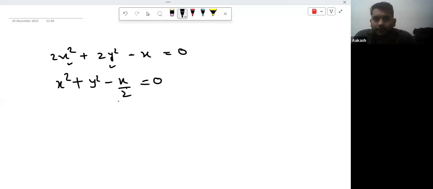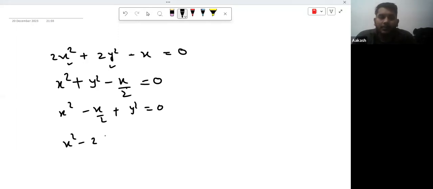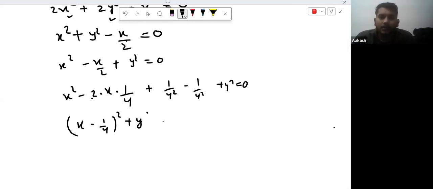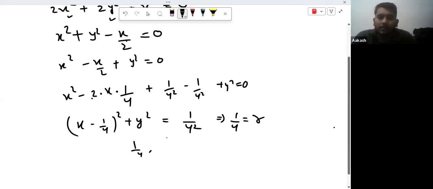So now this is x square minus x by 2 plus y square equals to 0. So this is x square minus 2 times x. So if we multiply 2, we have to divide by 2. So it will be 1 by 4 plus 1 by 4 square minus 1 by 4 square plus y square equals to 0. So this is x minus 1 by 4 whole square plus y square is equals to 1 by 4 square. So you get the radius is 1 by 4 and center is 1 by 4 comma 0.